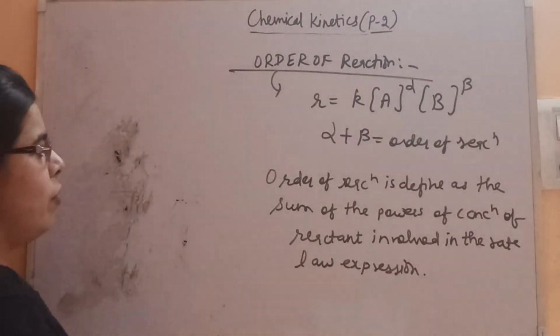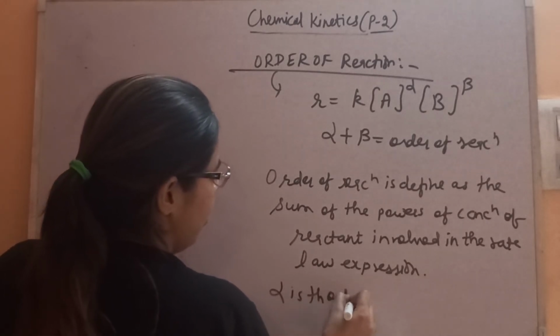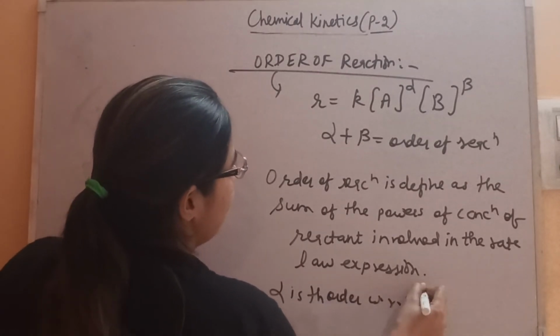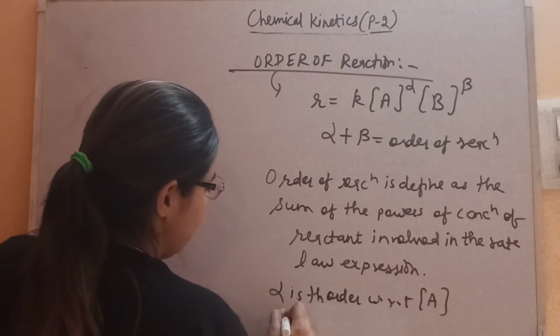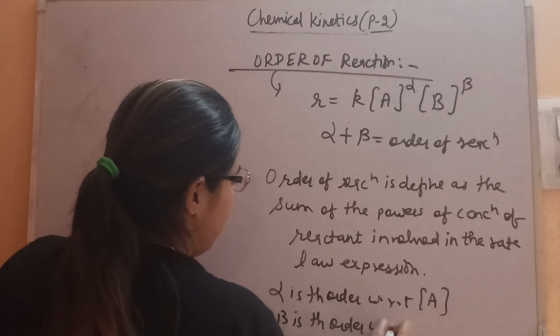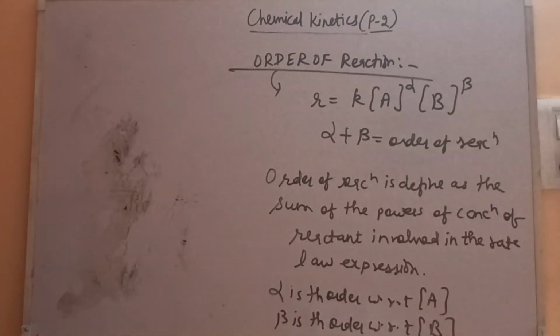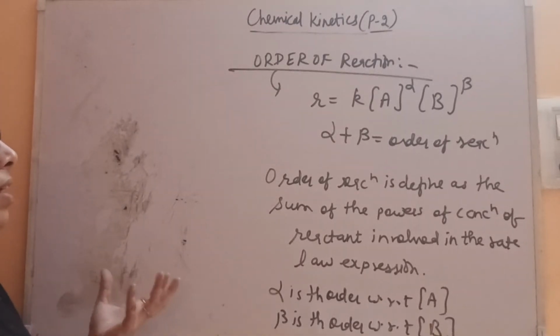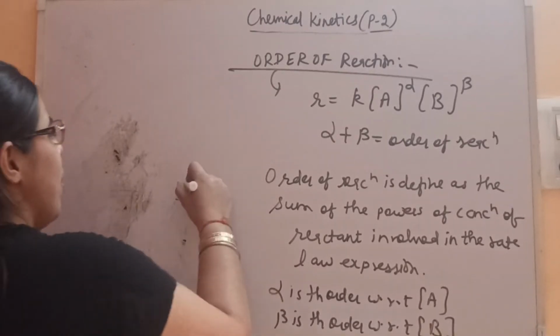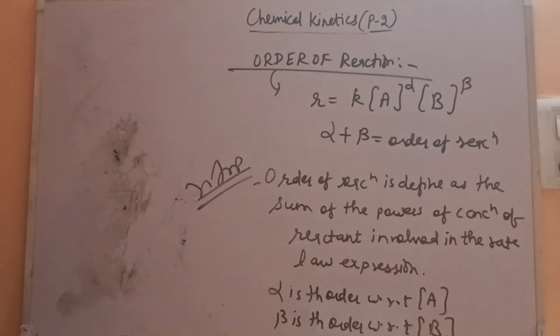Together they are known as order of reaction. Alpha is the order with respect to A and beta is the order with respect to B. So this is the order of reaction that is defined as the sum of the powers of concentration of reactant involved in the rate law expression. This is very, very important. The direct definition of this will come in the exam. Okay.